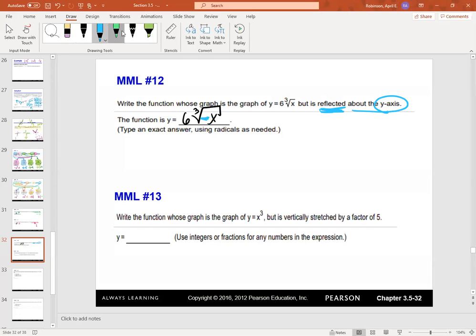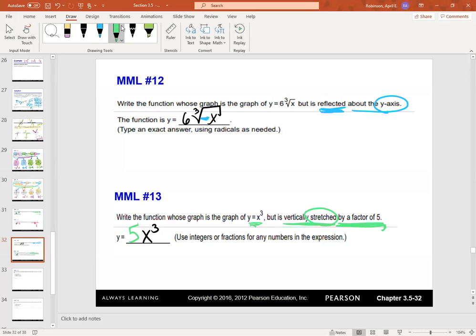And then this one says the graph of y equals x cubed, but is vertically stretched by a factor of 5. It's a vertical stretch. So you're going to take this x cubed and you're simply going to multiply by 5. That's vertically going to stretch it.